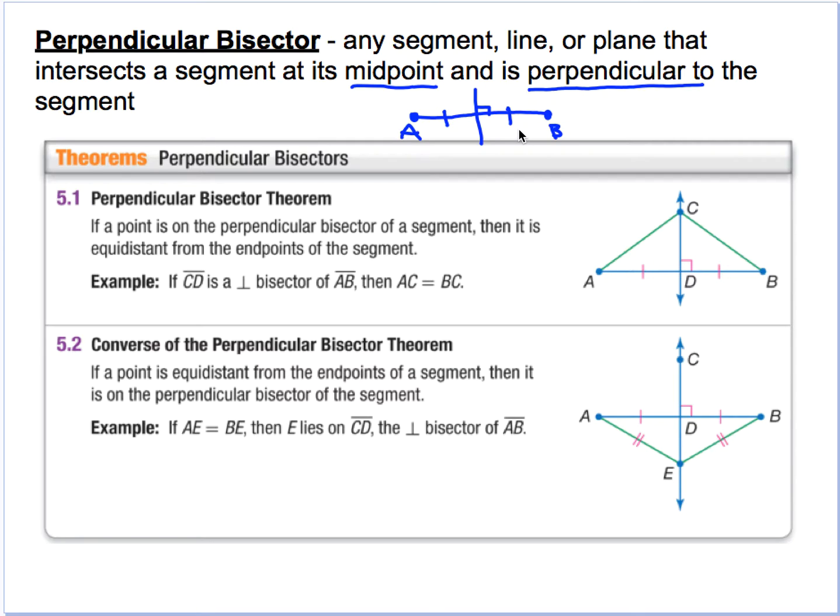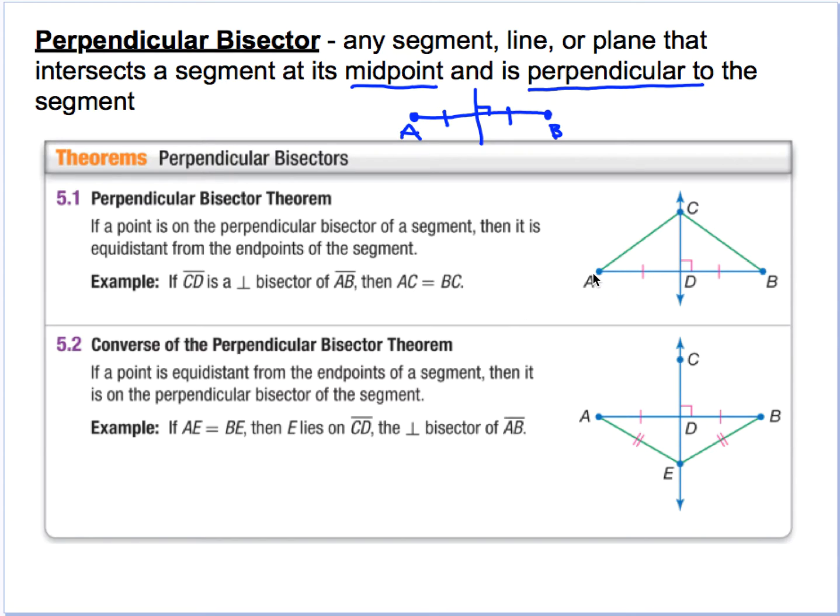And there's two theorems that come with that, or really just one, and then the converse of that theorem. So the perpendicular bisector theorem just says, and I'll leave this up here for a little bit, but always remember, if you don't have time to write down these theorems, that this came from your book, so you can always write that down too. But the perpendicular bisector theorem: if a point is on the perpendicular bisector of a segment, then it is equidistant from the endpoints of the segment.